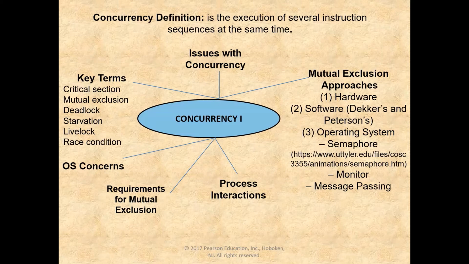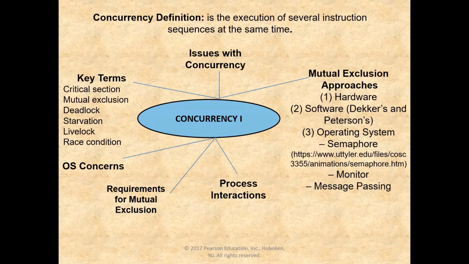And then we look at how the computer system is able to enforce or implement mutual exclusion, since it's very important to meet concurrency and synchronization. So we have three methods: hardware, software, and also operating system. In this particular topic, we are going to concentrate more on the operating system approach.